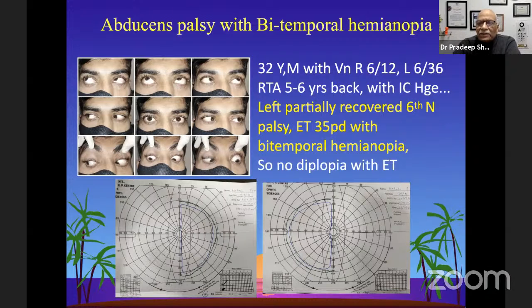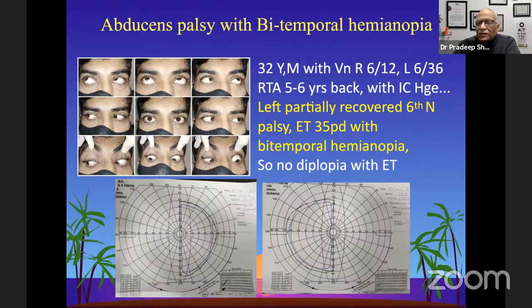He partially recovered sixth nerve palsy. He had an esotropia of 35 prism diopters. But importantly, he also had a bitemporal hemianopia because of the trauma. He did not have any diplopia at the time of presentation, but that was because he was having an esotropia and he had a bitemporal hemianopia.